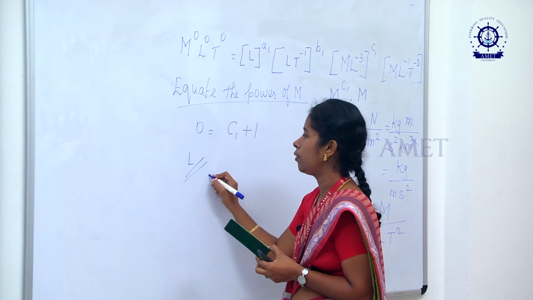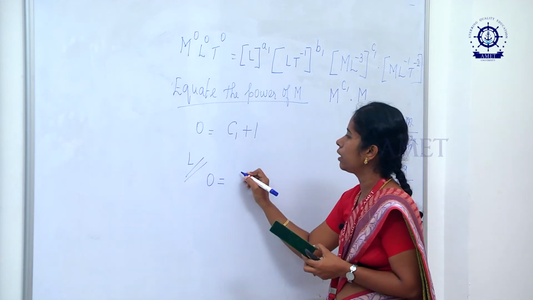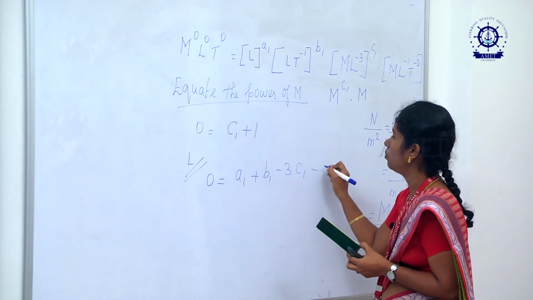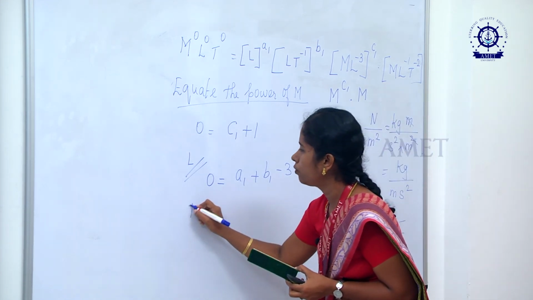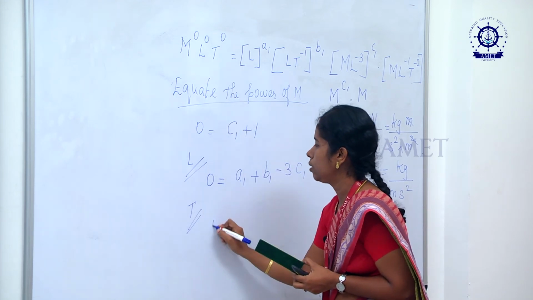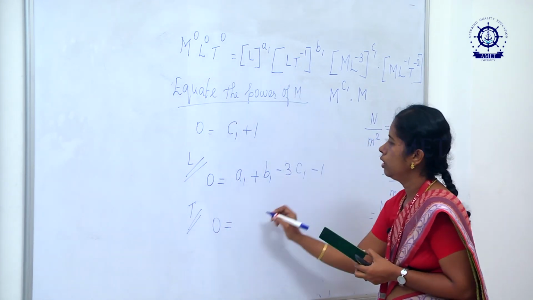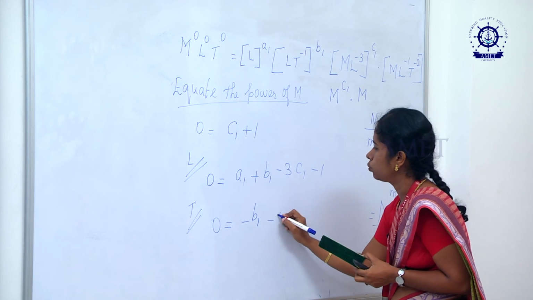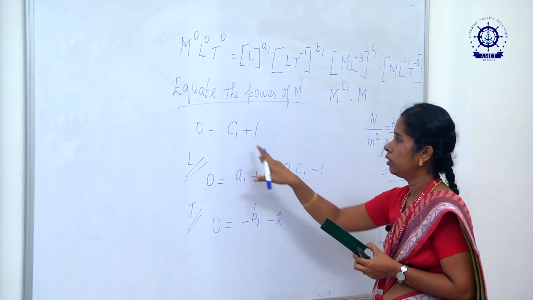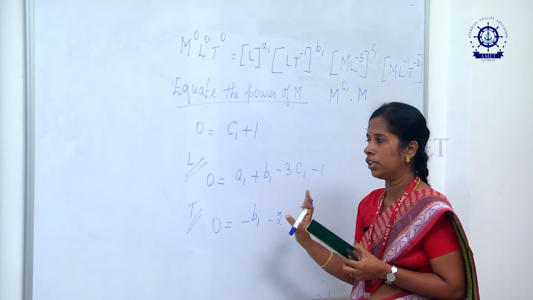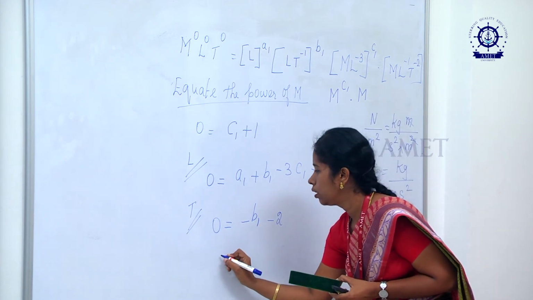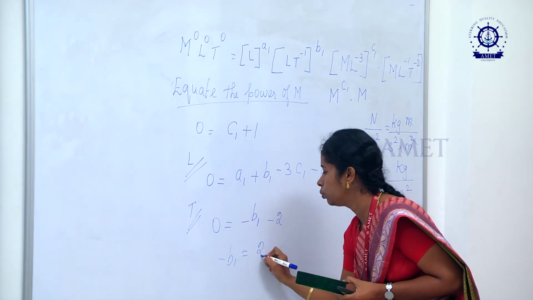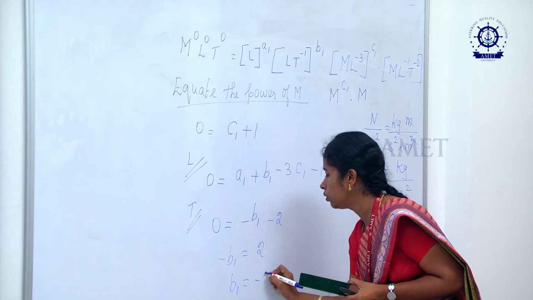The power of L on the left side will be 0, and on the right side it is A1 plus B1 minus 3C1 minus 1. Next, the power of T on both sides: T power 0 will be equal to minus B1, then you have only minus 2. So I have got 3 variables and 3 equations. You can solve this. From this I can infer minus B1 will be equal to 2, or I can say B1 is equal to minus 2.